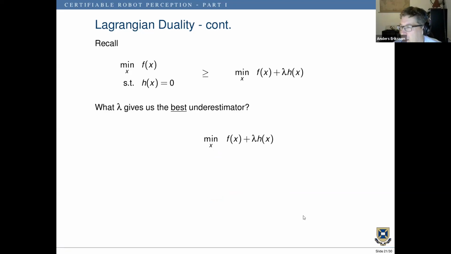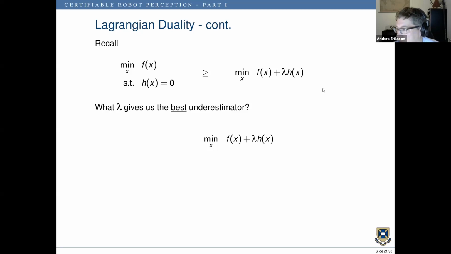Now, again, if you recall from the slide on relaxation, since we're viewing what we're doing as a form of relaxation, we also know that the resulting problems will always be underestimators, so lower bounds on the original problem. So we know it doesn't matter which lambda we put in there, the resulting solution will always be a lower bound than the original one.